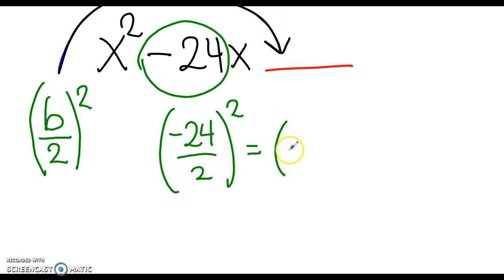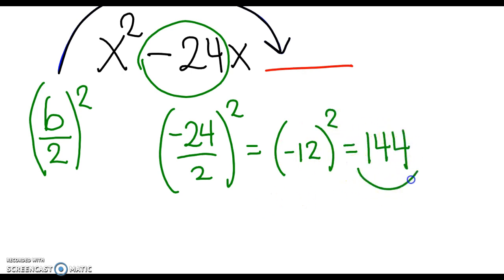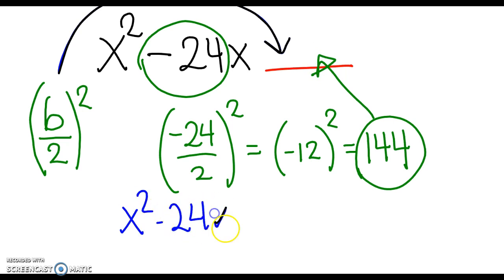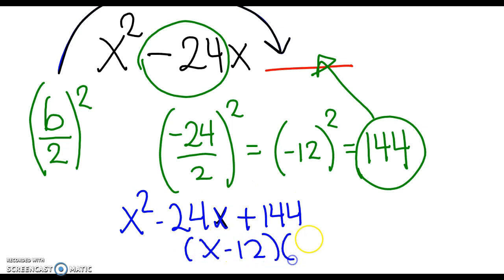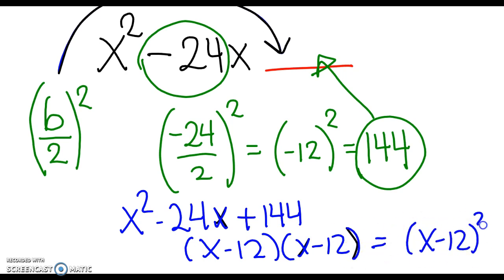So negative 24 divided by 2 is a negative 12. Squared is 144. So 144 completes the square. If you think about it, again, you can always double check. We would then have the original problem plus 144. I should be able to factor this and get the same two factors so that they can be written as a square. So what multiplies to 144 and adds to negative 24 is x minus 12 and x minus 12. So I know I've done it correctly because it can be written as x minus 12 squared.